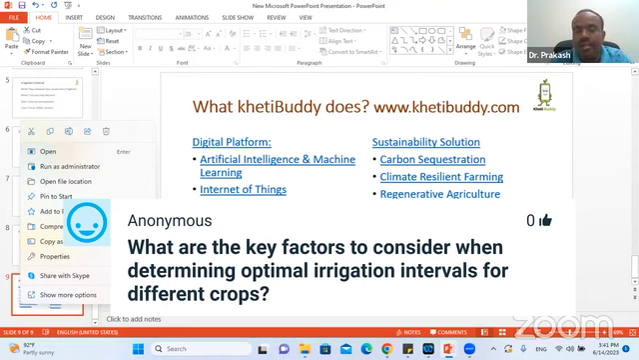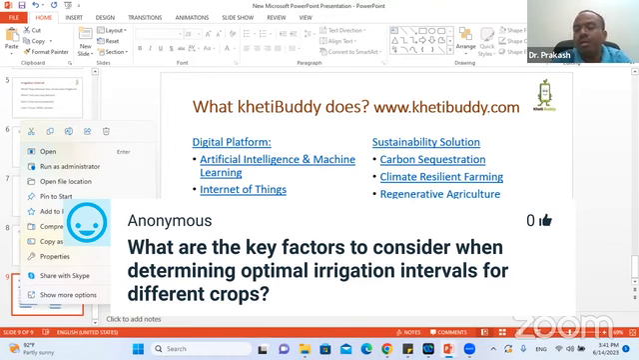Earlier I said that in properly deciding the irrigation interval, there are many factors affecting irrigation. One factor is the soil. What are the types of soil? Second factor is the crop. Which crop have you grown? What is the water requirement of the crop? Then the crop stage of the crop.